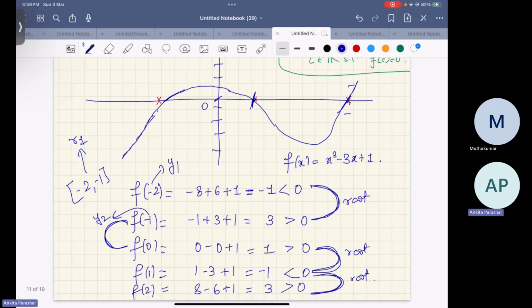Again, there is no change between minus 1 and 0, but there is a root between 0 and 1. So there exists some r2 in (0, 1). And similarly for f1, f2, there is a sign change. You will get a root between 1 and 2. And you can see the roots are distinct.